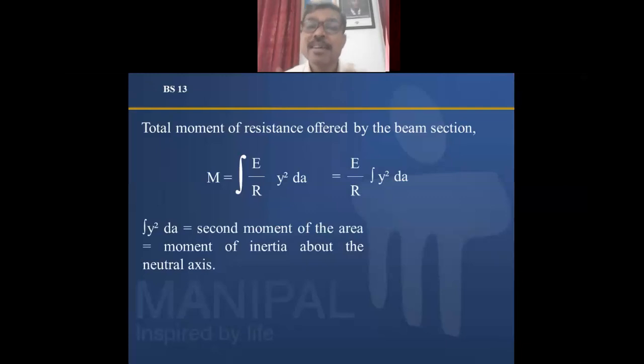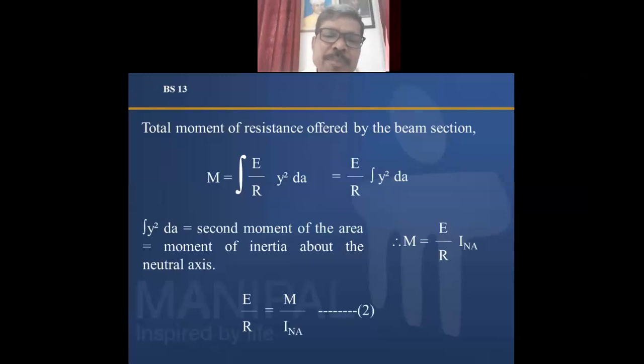Moment of inertia is nothing but second moment of the area is called moment of inertia about the neutral axis. So I can replace this term with I because we have calculated I axis. So I am replacing it with I about neutral axis. So I will get now moment is equal to E by R into I about neutral axis. So I will get the term E by R is equal to M.